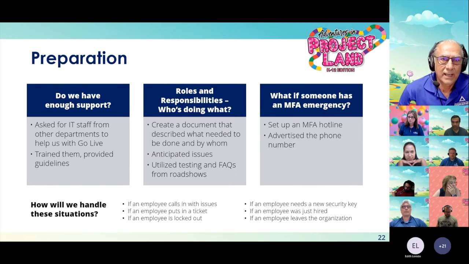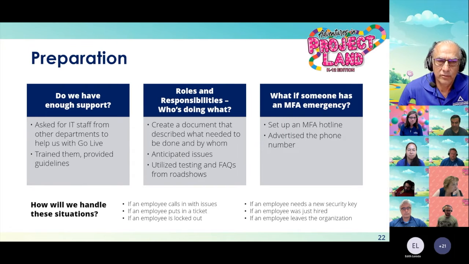To be sure that we had enough staff to support our end users, we asked other units within our IT departments to share some of their staff with us for the go live day. Of course, these staff needed to be trained, and they also needed some guidelines as to what to do and when to do it. To address that, we put together a document that described what needed to be done and by whom.